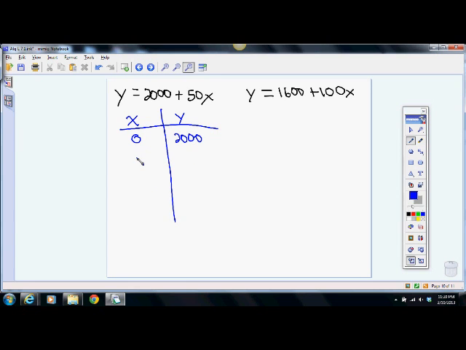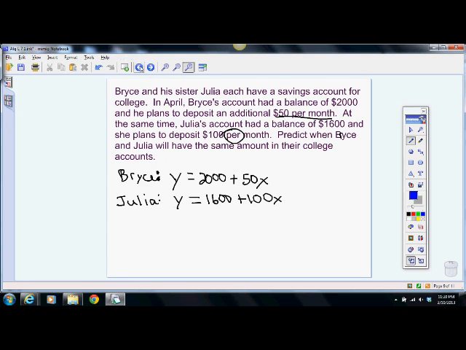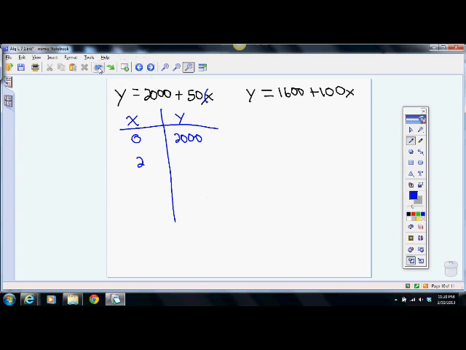And then maybe I'll put in like 2 months. What happens after 2 months? So I'm going to plug a 2 in here for x. 50 times 2 is 100. And so that would give me 2,000 plus 100, which is 2,100. Let's see what happens after, I don't know, 6 months. If I plug a 6 in here, I get 50 times 6, which is 300. 300 plus 2,000 is going to be 2,300.